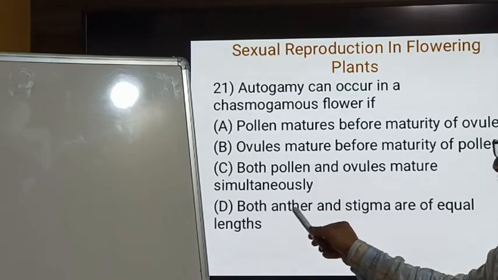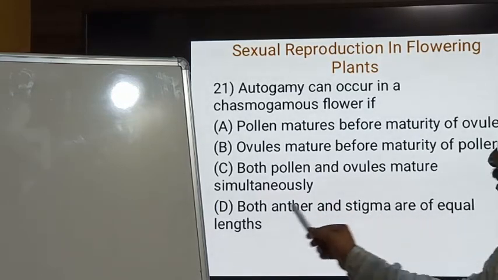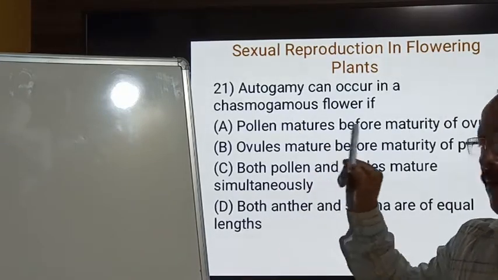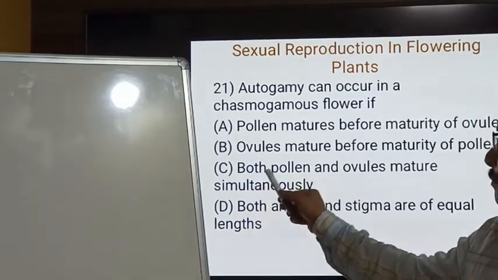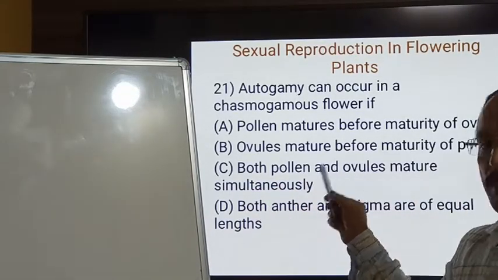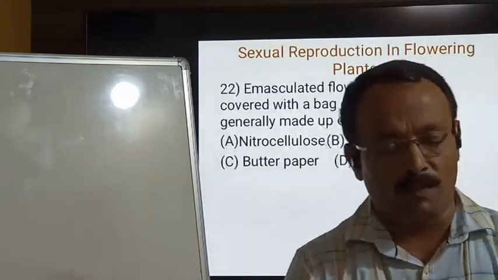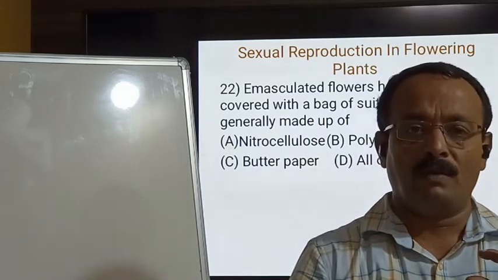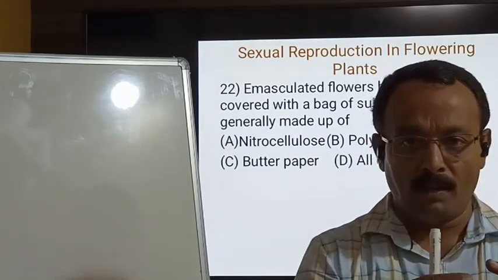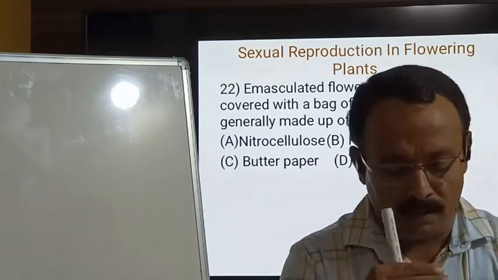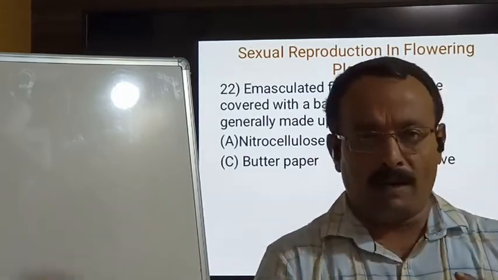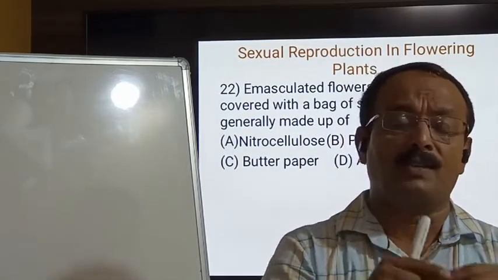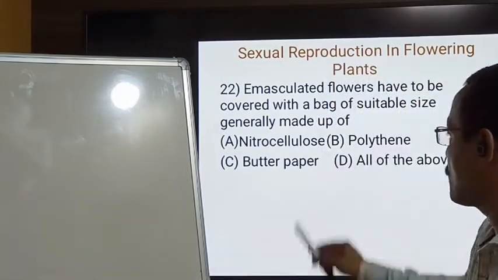Or both anthers and stigma are of equal length. All the three options are wrong. The right option is the third option, C. Both pollen and ovules should mature simultaneously. These flowers have exposed stamens and stigma, so there is more chance of cross-pollination rather than autogamy. If in a chasmogamous flower the pollen release and receptivity of the stigma are synchronized, at that time there is a chance of autogamy. So C is the option.